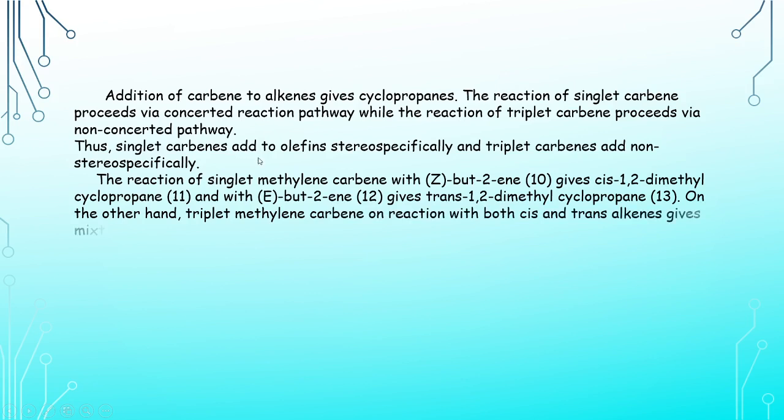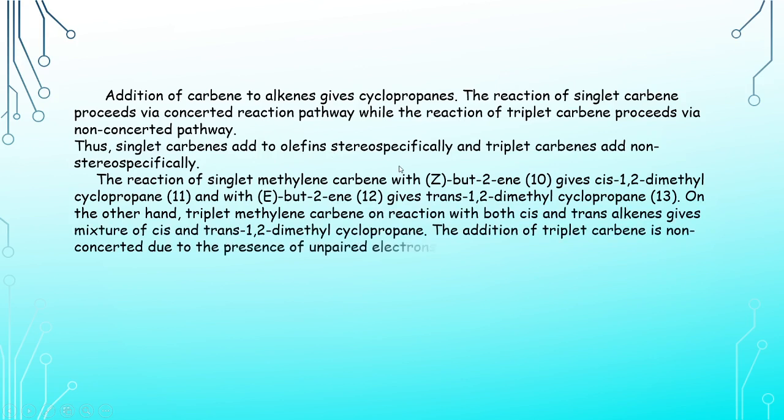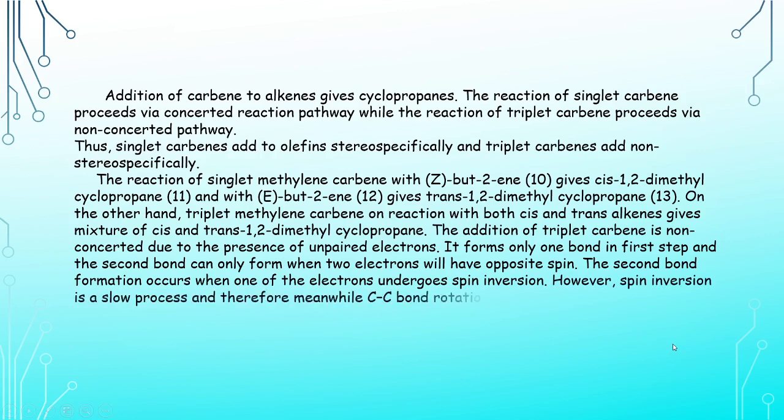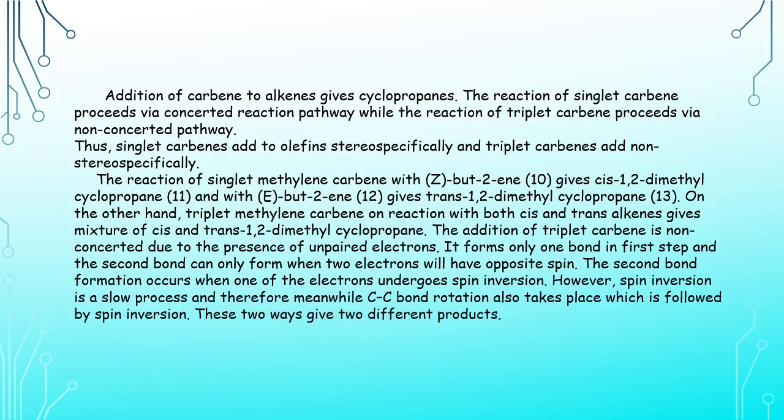non-stereospecifically. That means when the singlet carbene is reacted with cis-2-butene, it gives only one product due to the singlet carbene, and when it is treated with the trans alkene, it gives only one product. That is, this reaction is stereospecific. But when the triplet carbene is reacted with the cis alkene, it gives two products. When the triplet carbene is reacted with the cis and also trans alkene, both give two products. That means the triplet carbenes add non-stereospecifically, and the singlet carbenes add stereospecifically.